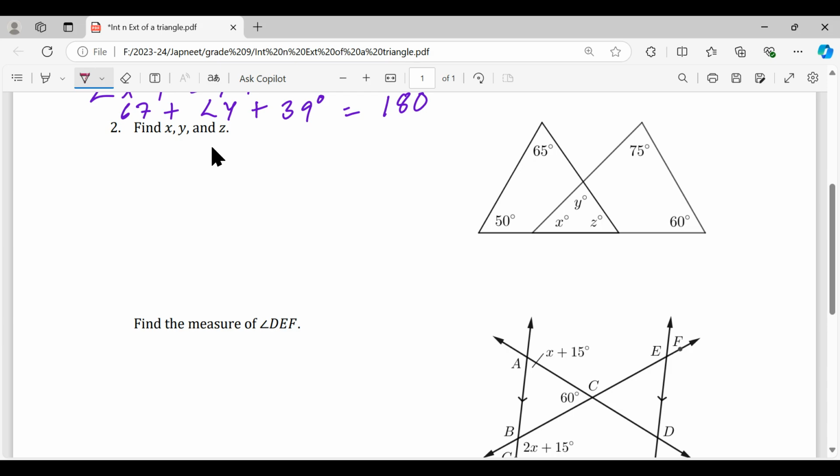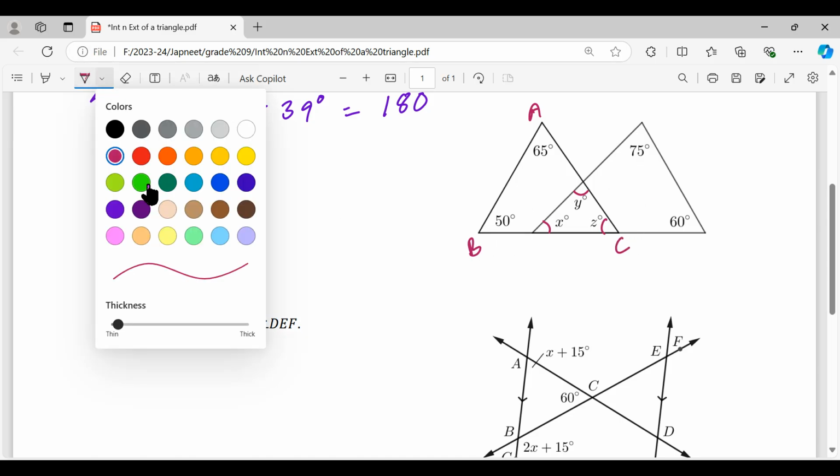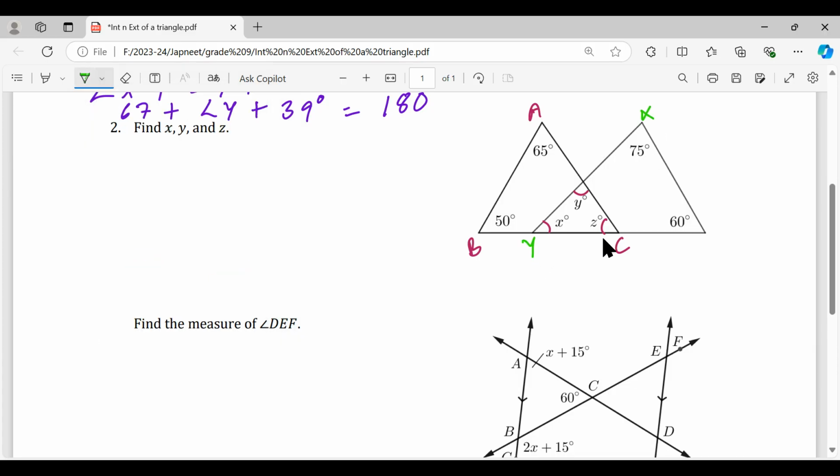Now your question is find angle x, y, and z. So we need to find this angle x, this angle y, and this angle z. So you can see here we have very clearly two triangles. Let's mark them A, B, C. And let me mark another one with X, Y, and Z.